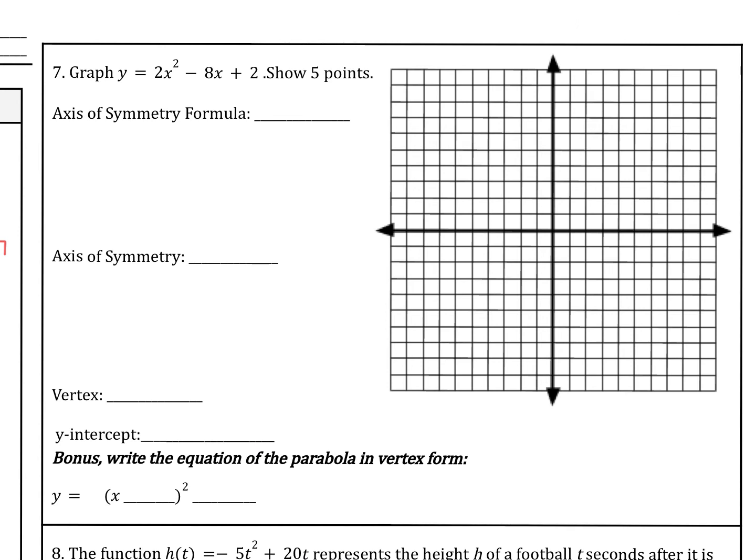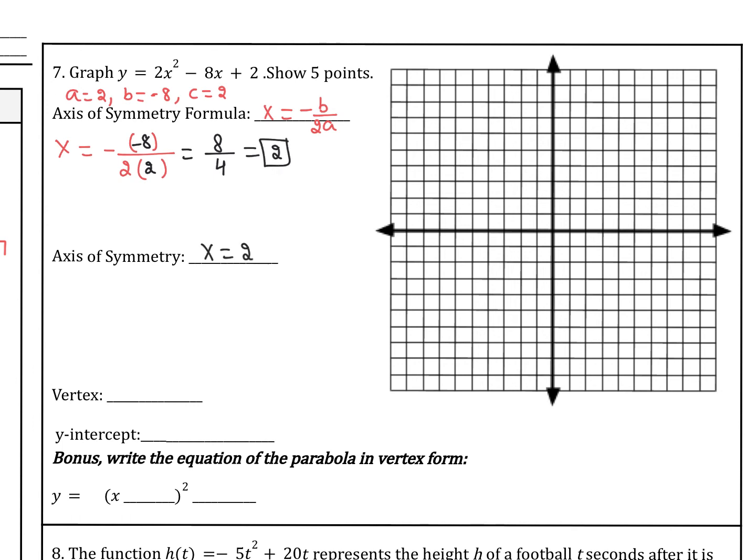For number 7, you're going to find the axis of symmetry, where a is 2, b is -8, c is 2. The formula is -b over 2a. When you plug it in, always put brackets around where you're going to plug in the numbers. So the numbers are going to be 8, -8, and 2. So that's 8 divided by 4, which is 2. The axis of symmetry is 2.